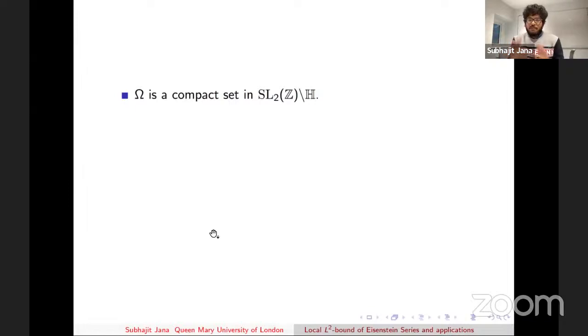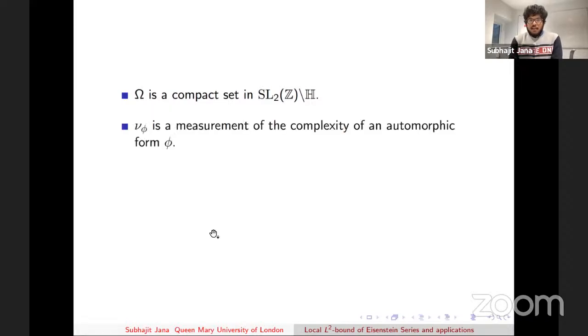If you have not paid attention to the first arithmetic part, you can start over again, because this is completely disjoint from the first part, and this considers a very analytic and representation theoretic problem. Let's say omega is a compact set on the upper half plane, or the modular surface. Nu phi is a measurement of an automorphic form phi. So nu phi could be the size of its Laplace eigenvalue or the level or something. Let me be a little bit vague about that.